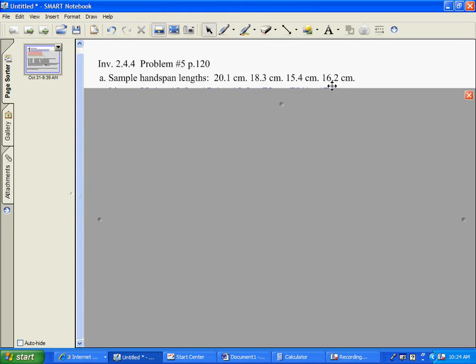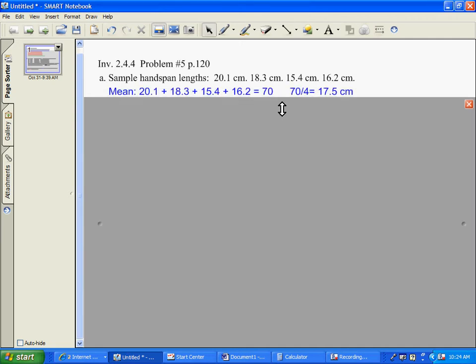The first part of the problem asks you to find the mean of the handspans. I went ahead and calculated the mean for my set of data. Recall that in order to calculate a mean, you want to add up the data set and then divide by the number of items in the set. Here I have 4 students, so I divided by 4, giving me an average handspan of 17.5 centimeters.